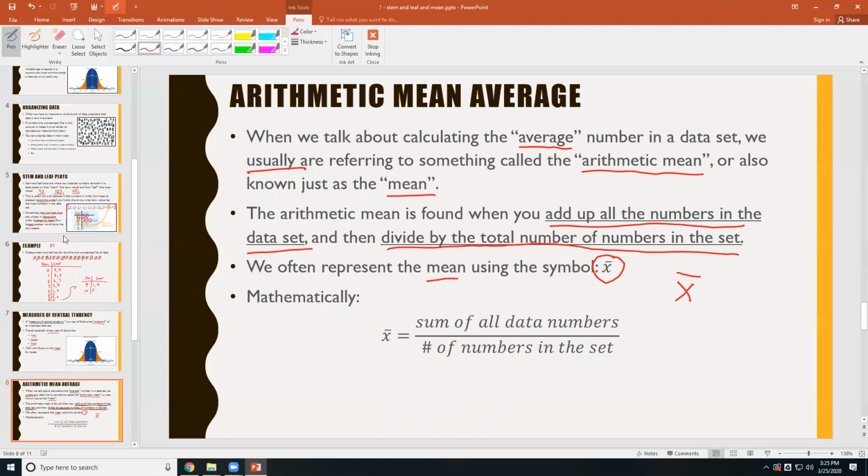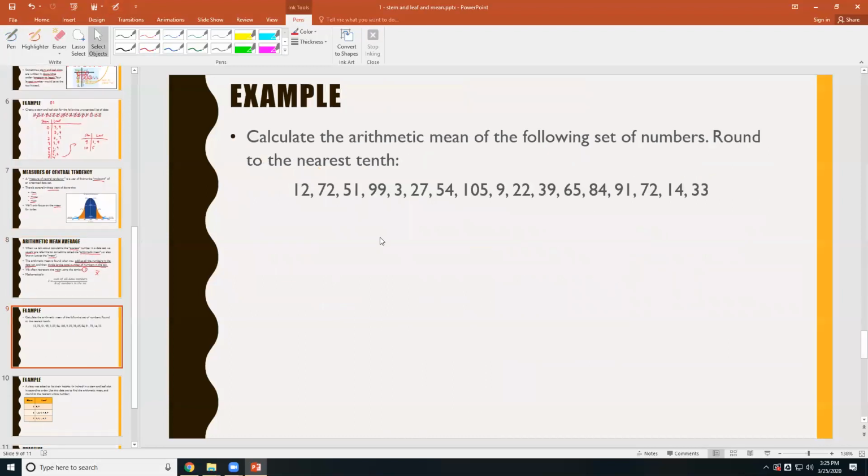Okay, much easier to see this with an example. So let's calculate the arithmetic mean of the following set of numbers and round to the nearest tenth. You're going to notice that this set of numbers is the one we were just dealing with on that stem and leaf plot question just a second ago.